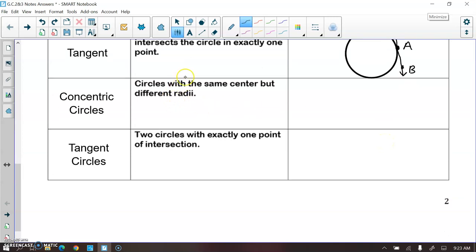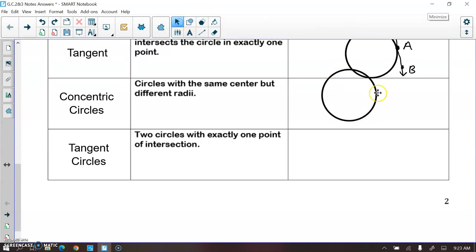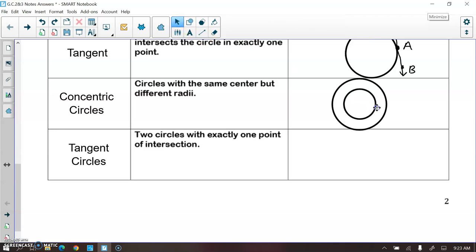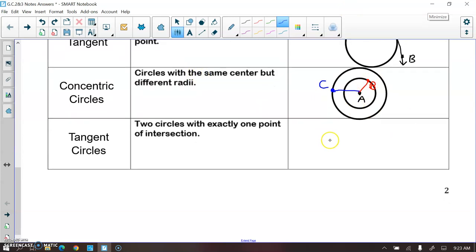Concentric circles are circles that have the same center but different radii. So it's a circle within a circle, essentially. So something like this. They both have the same center, which would be this point here, which I'm labeling as point A. But the radius of the smaller circle is obviously smaller than the radius of the larger circle. So these are concentric circles. They share the same center, but they have different size radii.